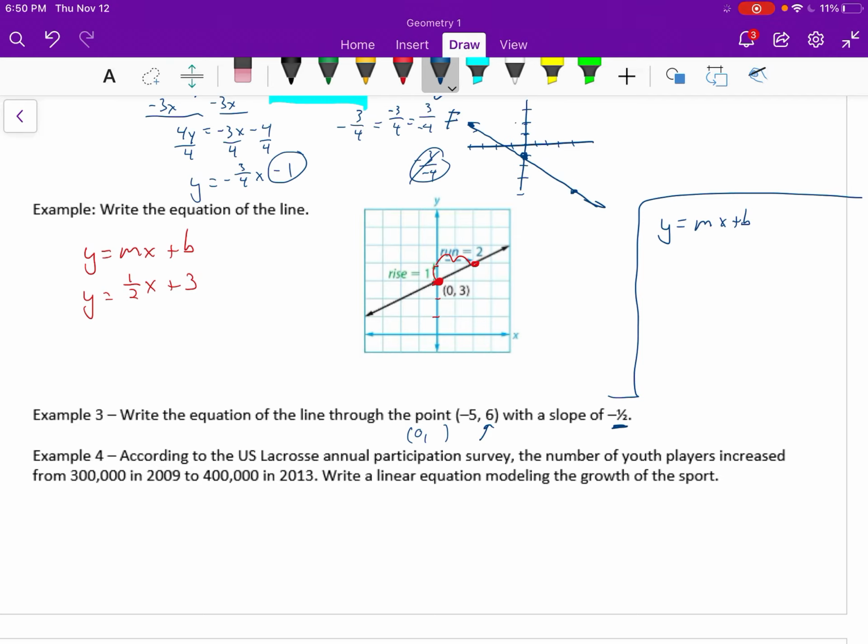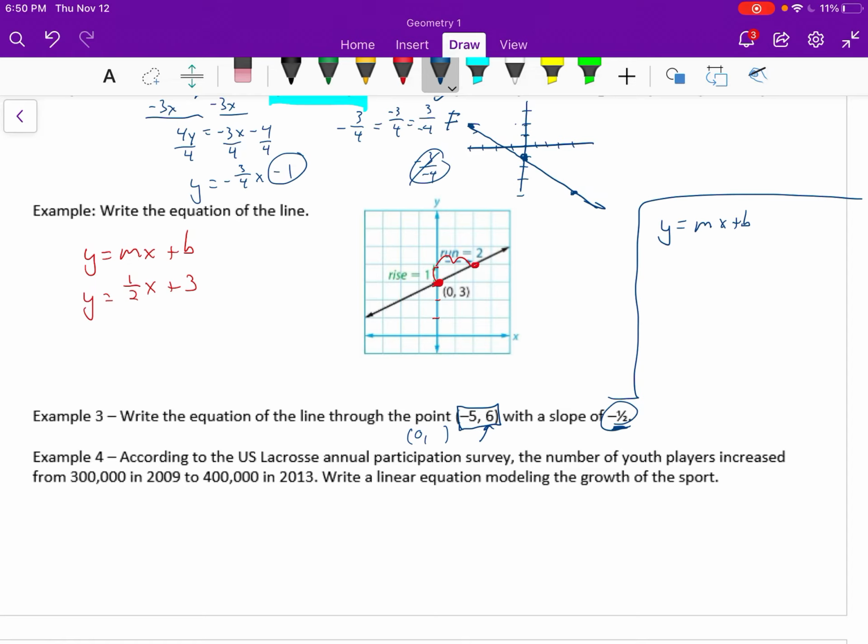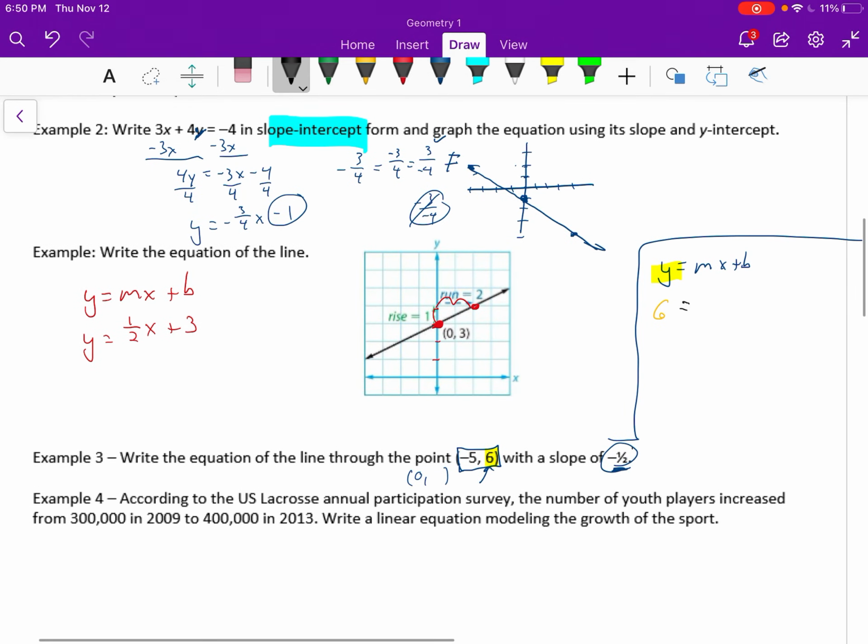So what we do is we put this point in for x and y, and we put the slope in for m. So in for y, we're going to put 6. So 6 equals m, which was negative 1/2. So we're going to plug in negative 1/2 for m, times the x value, which is negative 5. So we're going to put negative 5 in for x.